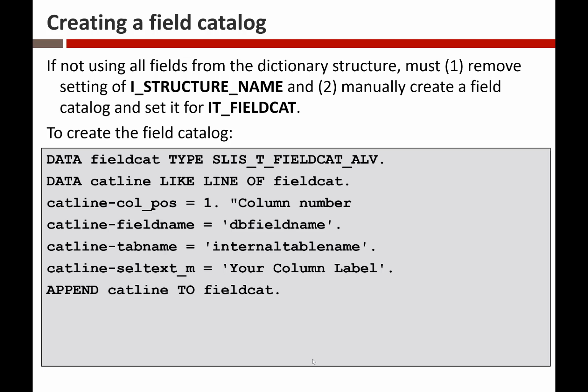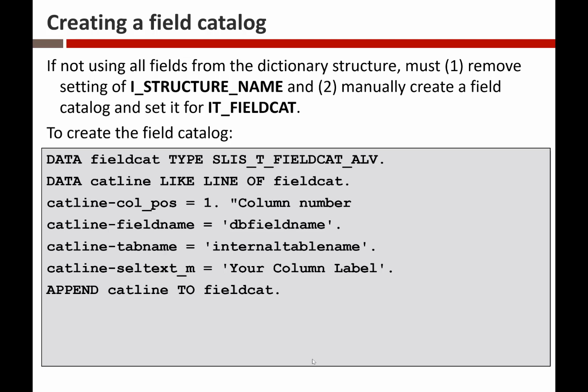Well, then you have to fill up the cat line. And the first thing you have to do is set cat line, the field col_pos, column position. And notice for my first field, I set it to 1. Then I have the field name, where you give it the name of the field in the database. So let's say you have a database field name or an internal table field name that is username. So this would be username.